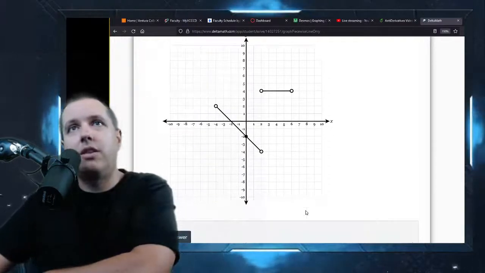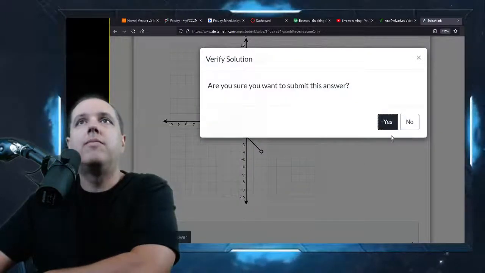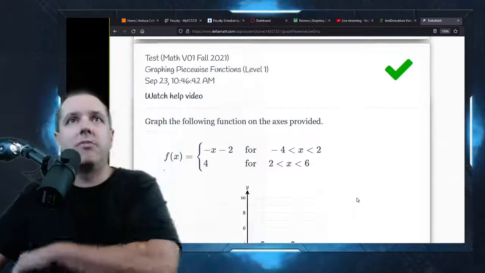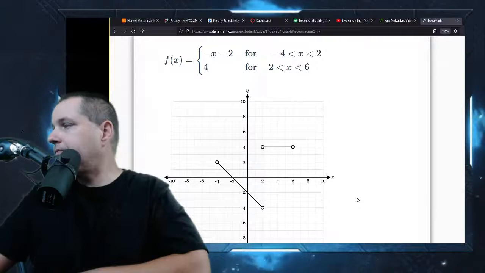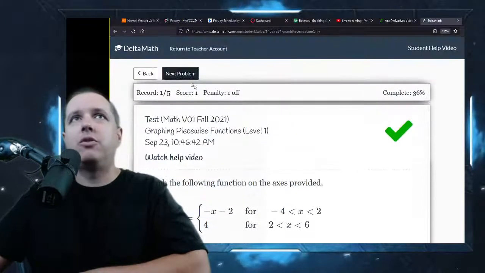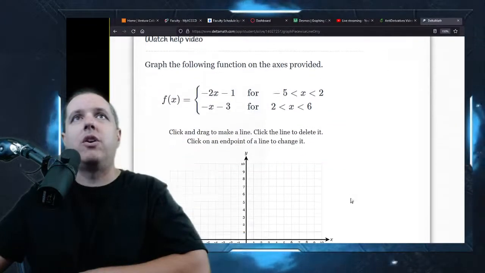Just want to make sure I don't get this one wrong. When you're doing them on the fly like that, sometimes it's easy to miss something. Okay, so see how that works? Let's try one more, because I know students struggle with these. Let's do another one.